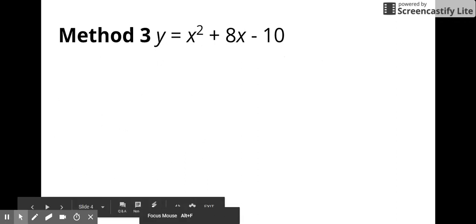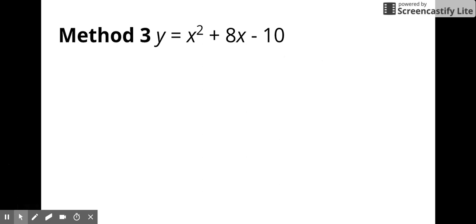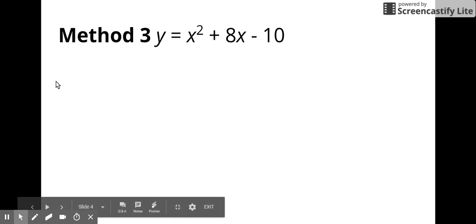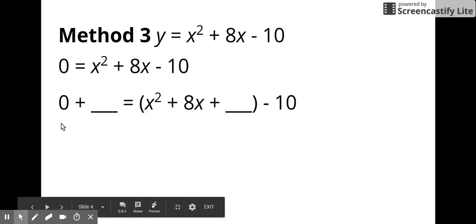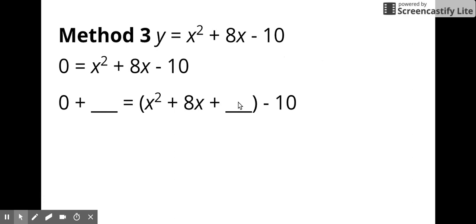This method is pretty similar to what we've done before, but it's going to be a little different if you ever had an a value that wasn't 1. So in this case, we're going to set our equation equal to 0, and we like to leave this blank on both sides because we're going to add something to complete the square to both sides of the equation.